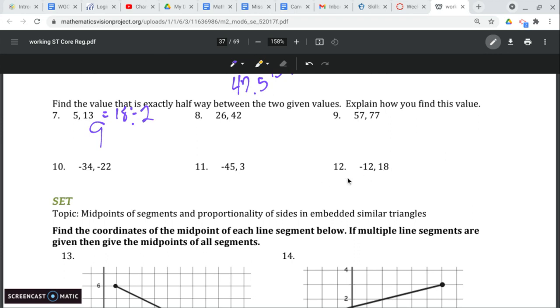Now, in cases where we've got a negative, negative 12 plus 18, we still add them together. Negative 12 plus 18 is going to be a positive 6. We divide it by 2 because we're finding the middle. 6 divided by 2 is 3.